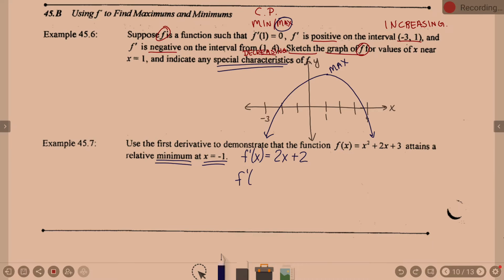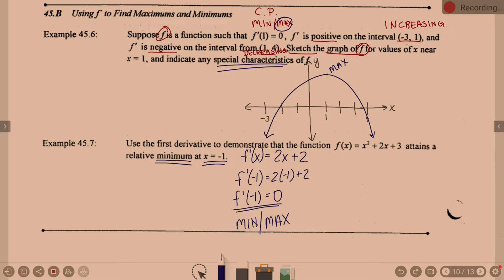So to demonstrate, one thing we're going to do is plug in -1 here. 2 times negative 1 plus 2. Well, guess what? Right there, the derivative equals 0. Derivative equals 0, I've been saying it all day, means there is a min or a max. So right there, we've demonstrated that there's a min or a max happening. That is not enough, because you've just demonstrated it's a min or a max. We need to show that it is specifically a min.